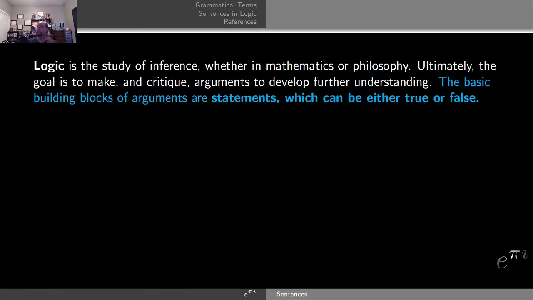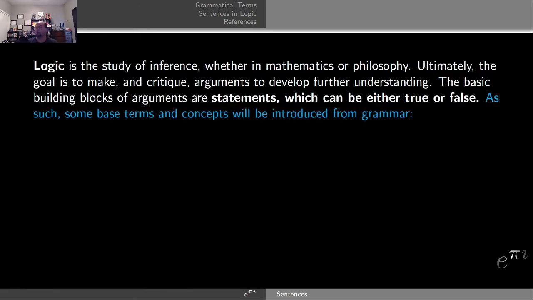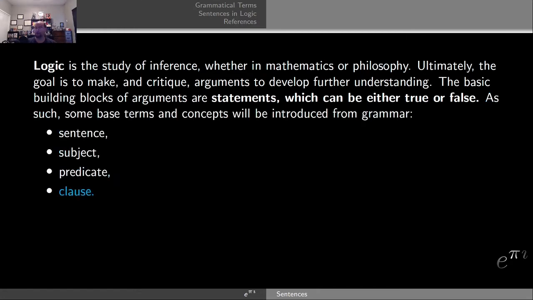Ultimately, the goal is to make and critique arguments to develop further understanding, and the basic building blocks of those arguments are statements, which can be either true or false. As such, some of the basic terms and concepts will actually be introduced from grammar. So things like the notion of a sentence, the subject and predicate of a sentence, as well as a clause.